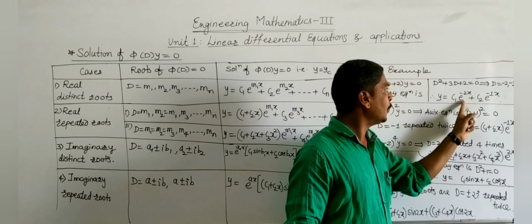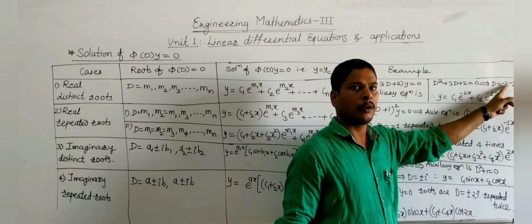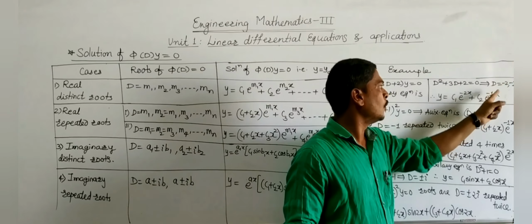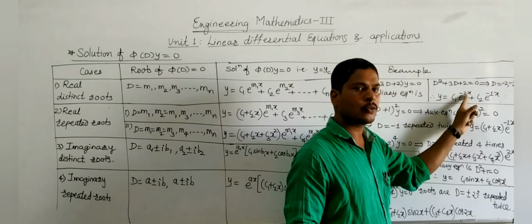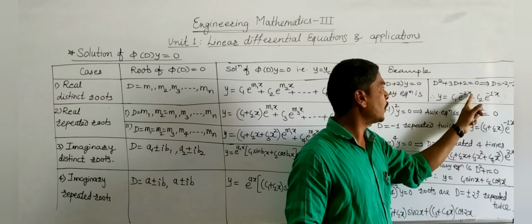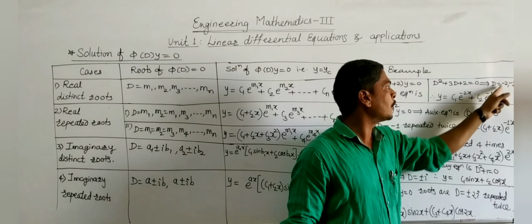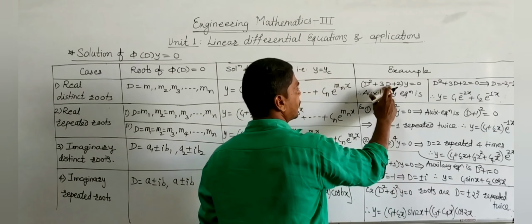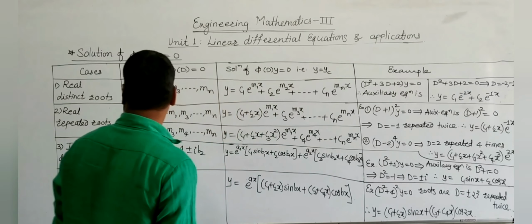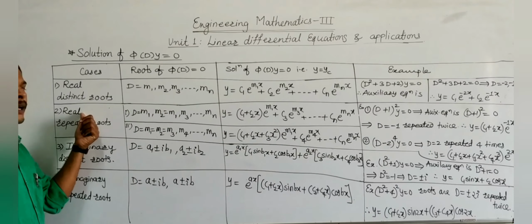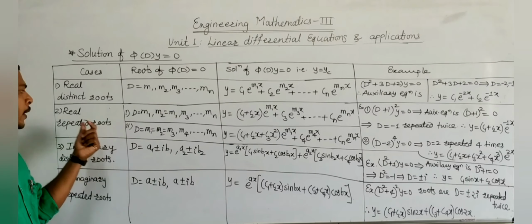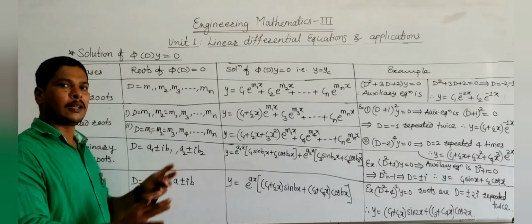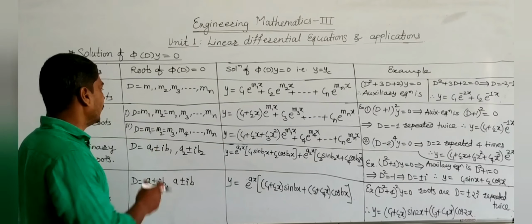constant c1 into e raised to this root, any one of these two. So I will first take -2. So c1 e raised to -2x plus c2 into e raised to -1x. In that way we get the solution of this differential equation. Now the second case is if roots are real and repeated. All roots are real but some of them are repeated.